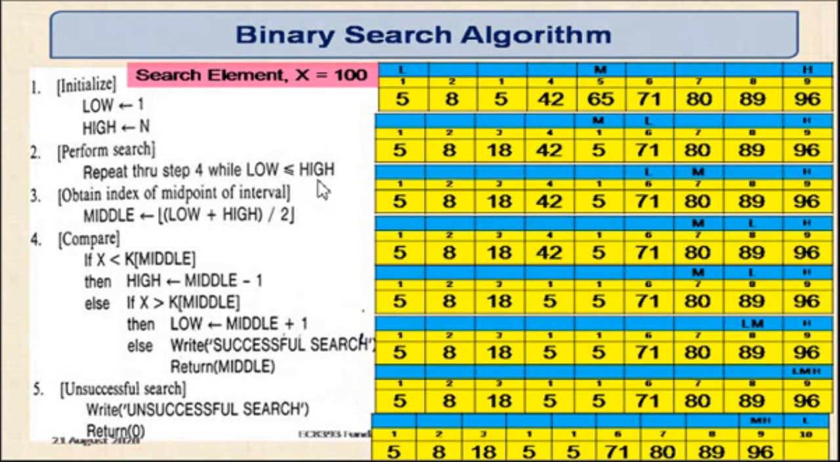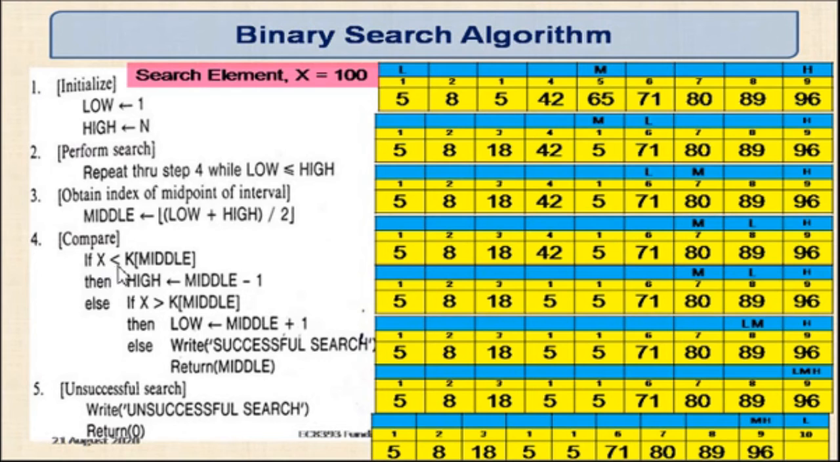Low is compared with high, so 1 is less than 9, which satisfies the condition, so it will find the middle value. 1 plus 9 is 10, 10 by 2 is 5. So middle is equal to 5, and the middle pointer is placed at the 5th location. Then compare: x is 100 now.